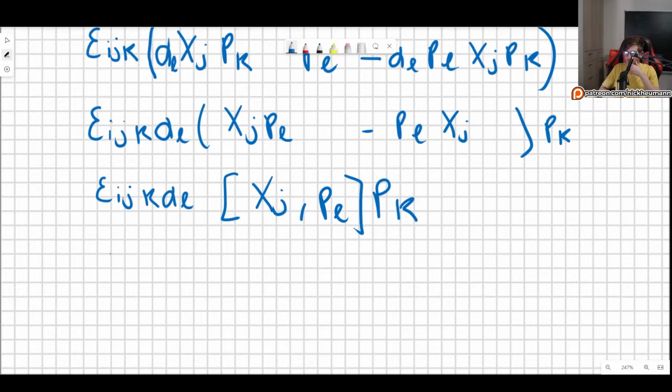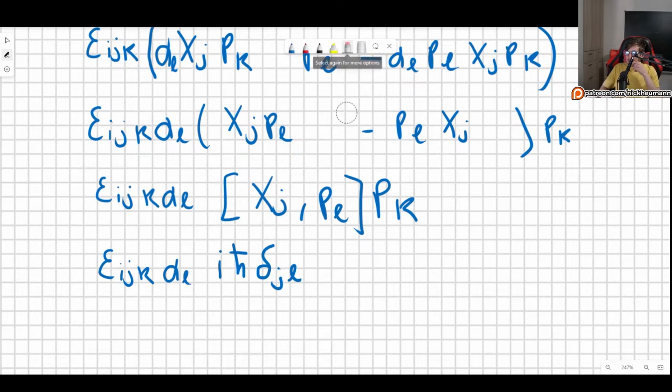That is something that we know from our good old days in quantum mechanics. That would be i h bar times the Dirac delta jl, right? Because if j and l are not the same, then they commute, right? The space derivative in the y direction doesn't affect the x coordinates, right? Okay, so h bar is of course 1 in our natural units, and then we have pk.